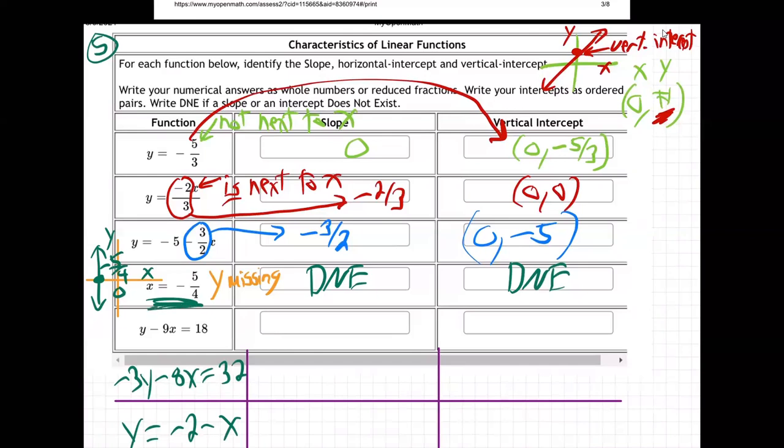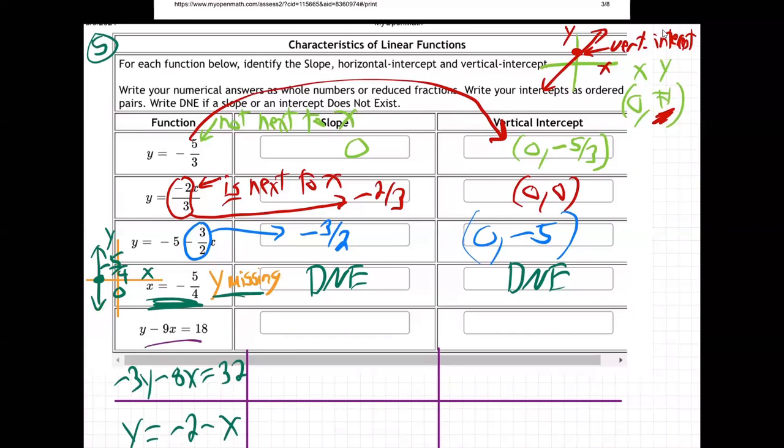So when you have only x and y is missing, they're both DNE because it's a vertical line. Its slope is infinity, which we say does not exist as a number. Infinity is not a number. And it doesn't touch the y-axis, the vertical axis, at all. All right, I think you got that one. Next one.